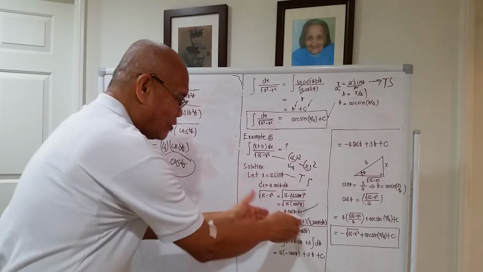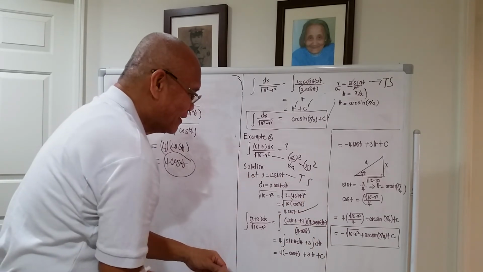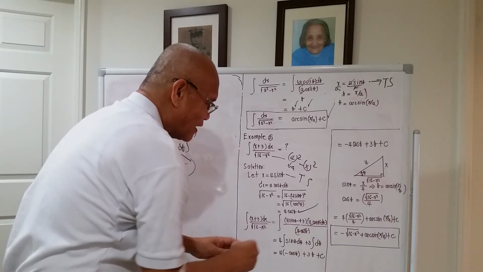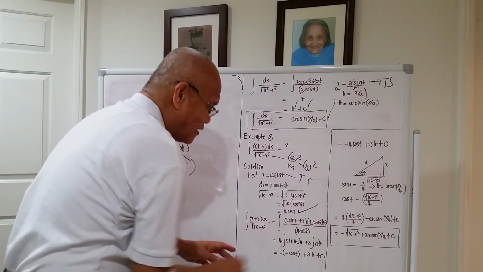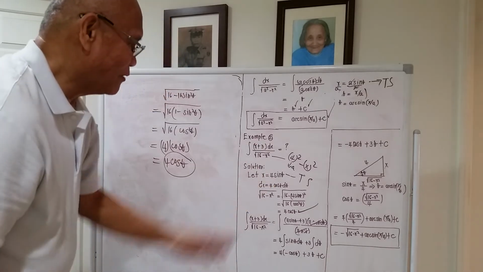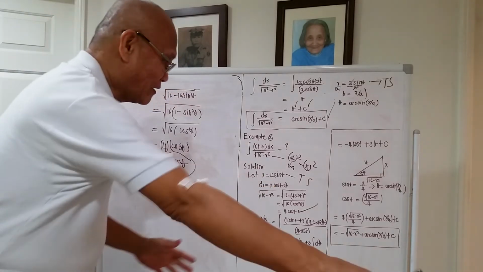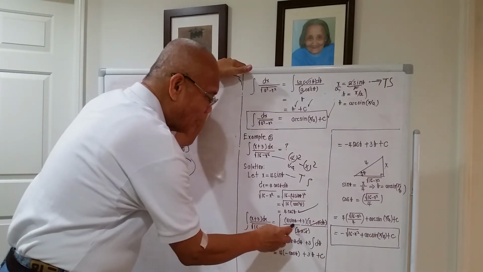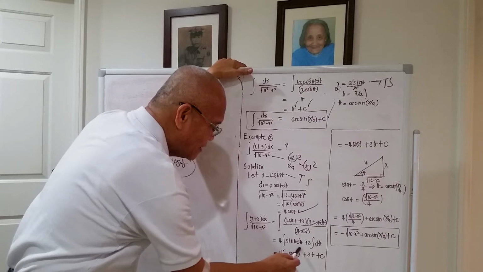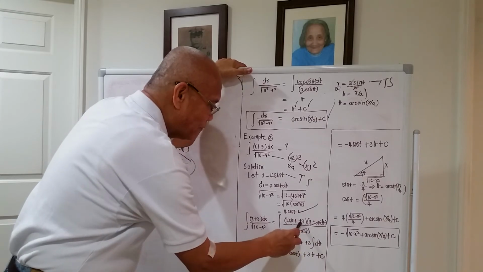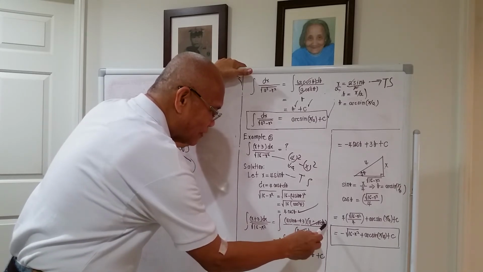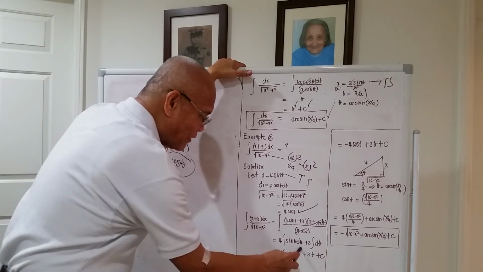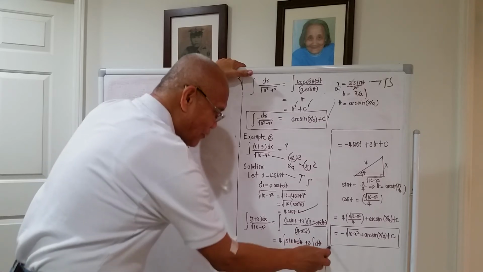The operation on the numerator is multiplication. This is 4 cosine of theta d theta, and this is 4 cosine of theta. So 4 cosine of theta cancels. What will remain on the right hand side? It will be 2 terms. The integral of 4 sine of theta d theta, and the second term is 3 times the integral of d theta. So 4 times the integral of sine theta d theta plus 3 times the integral of d theta.